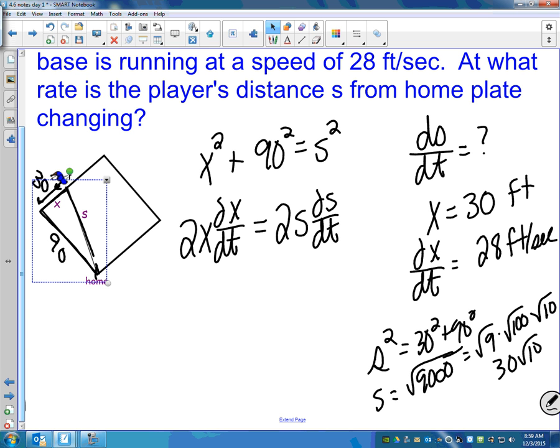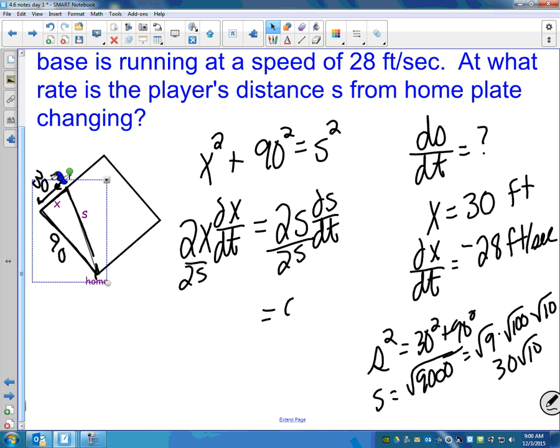But I think, because we're thinking about it, that we should say dx over dt is negative 28 feet per second. It's not that he's running in a negative direction, it's just that the x value is getting smaller as he's running toward third base. Now you have options. We're solving for ds over dt, so we can plug everything in and move it over, or divide first and then plug in. It's your choice. I tend to go the algebra route, and I like to divide first.